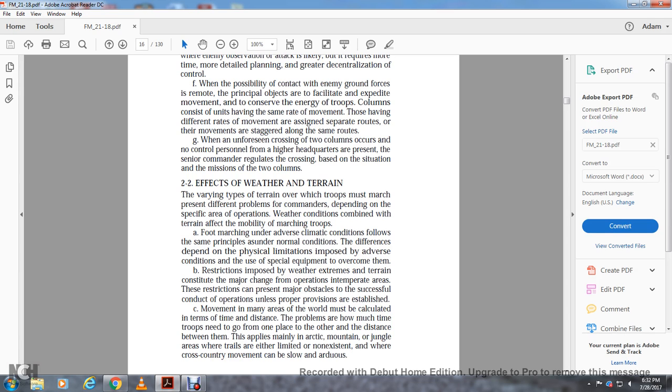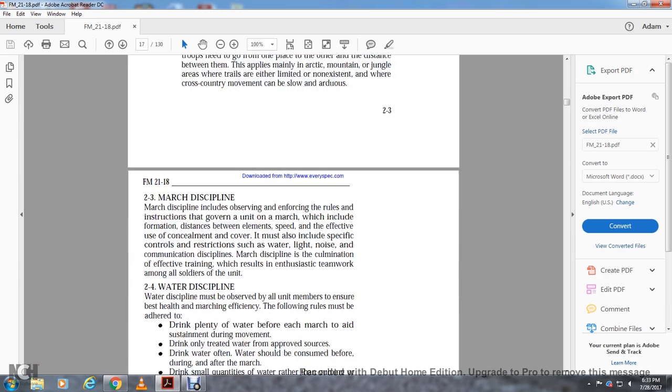Restrictions imposed by weather extremes and terrain constitute the major difference between operations in extreme areas and temperate areas. The restrictions can present major obstacles to the successful conduct of the operation unless proper provisions are established. Movement in many areas of the world must be calculated in terms of time and distance problems: how much time it takes to go from one place to another, and the distance between them. They apply mainly to Arctic, mountain, and jungle areas of travel, where trails are limited to non-existent, and cross-country movement can be slow and arduous.